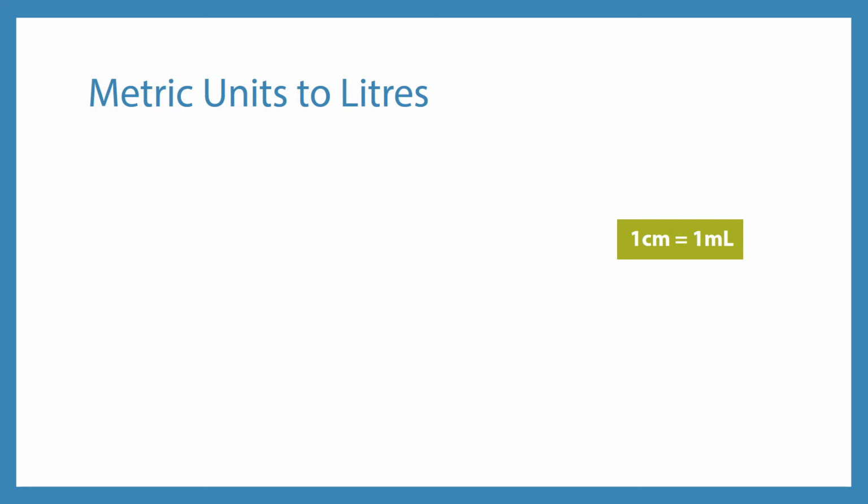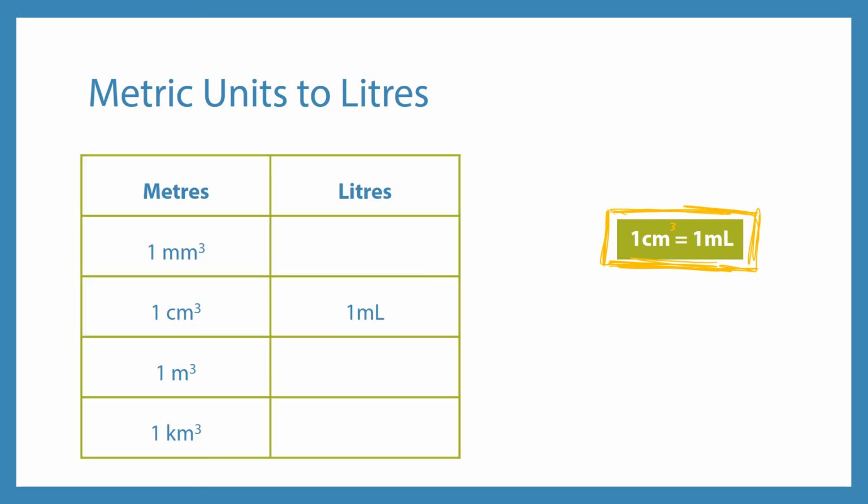Okay, so now we're going to quickly look at how we convert between metric units and liters. You need to remember this box. I think I said before there was a box you had to remember. This is the other box that you need to remember. This should be cubic centimeters. 1 cubic centimeter equals 1 milliliter when we're talking about water. But for the sake of this, we'll just consider it to be true.